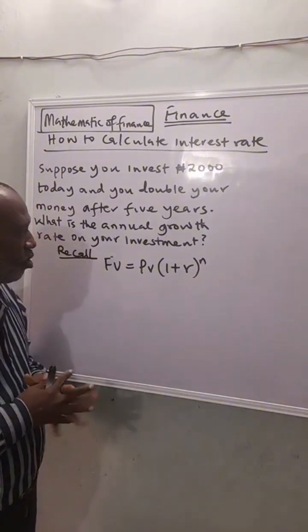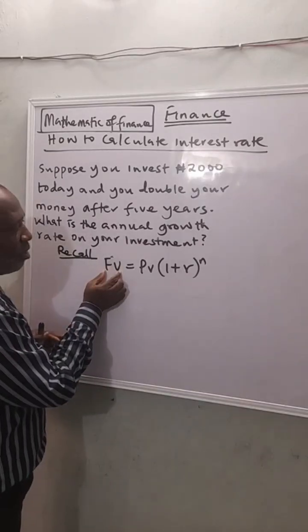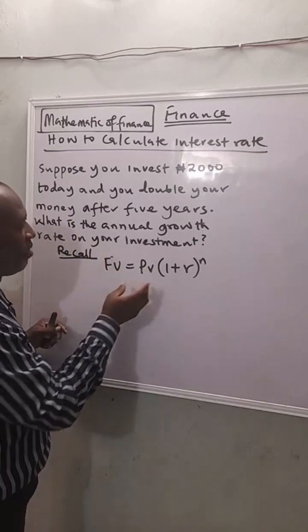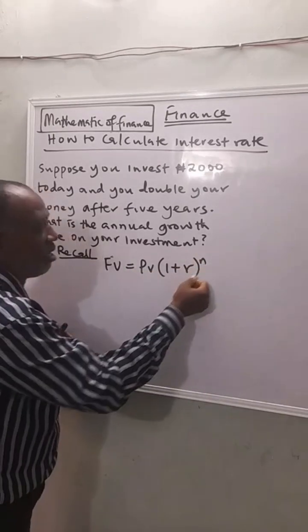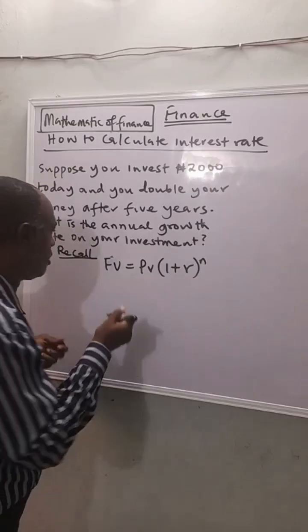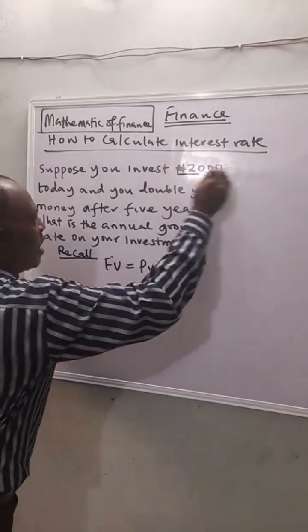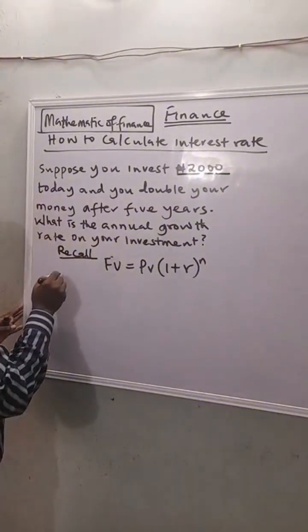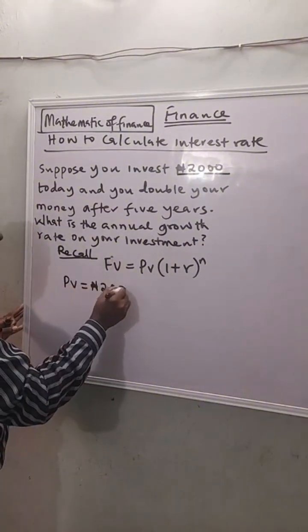So what you are seeing on this board is that the question, we have been given the future value of money and the present value of money. We have been given the number of years, which is n, and we're looking for R, and that's what we call interest rate. In simple language from this question, suppose I invest 2,000 today. That today means present value is 2,000 naira.